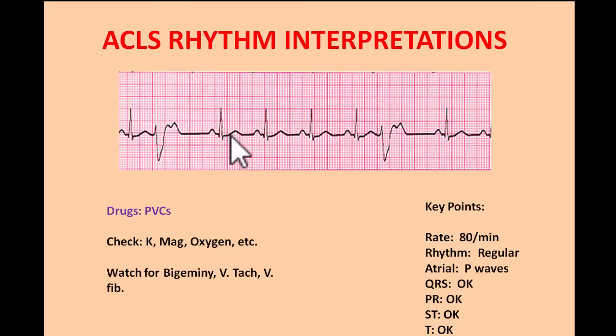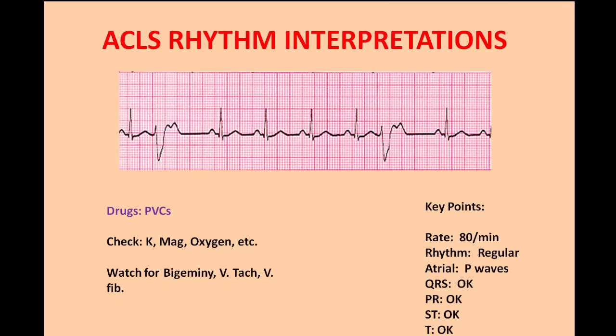Here we have a sinus rhythm because there is a preceding P wave with each QRS complex, narrow QRS complex, and ST segments are normal. The rate is approximately 80 per minute. And here we see some wide QRS complex. This is an example of a premature ventricular beat.